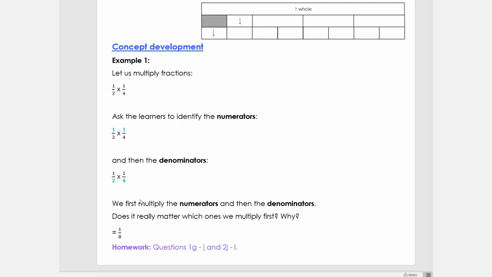So the question today then is, does it really matter which one we multiply first, and why? No, it doesn't matter. We can multiply first the numerator, then the denominator, or first the denominator, then the numerator, because of the commutative property of multiplication. You did that in term 1, and we will do it later on during the year as well.